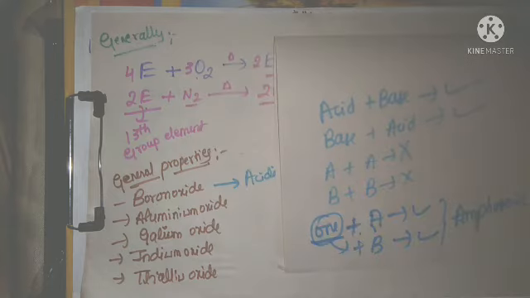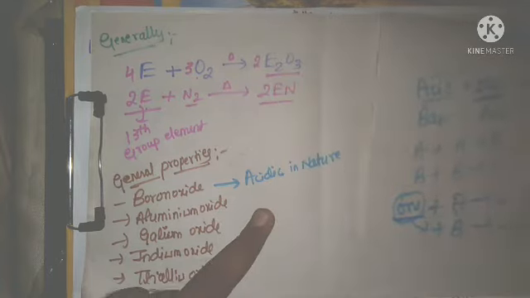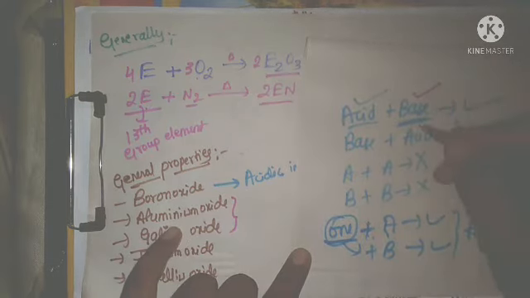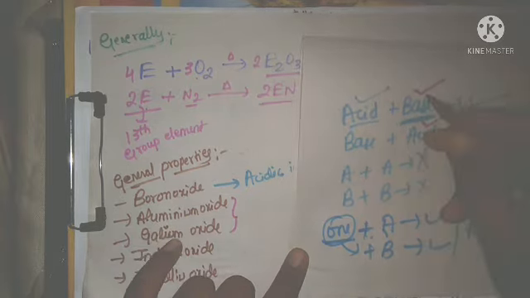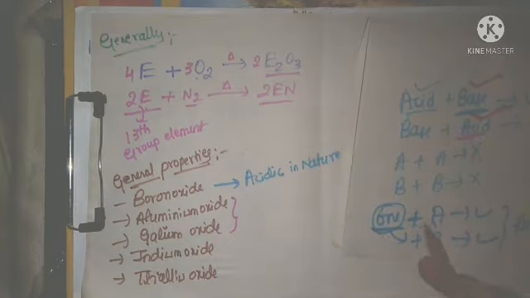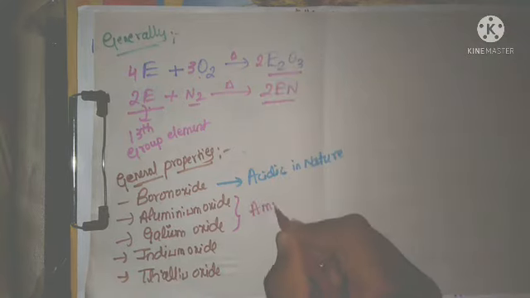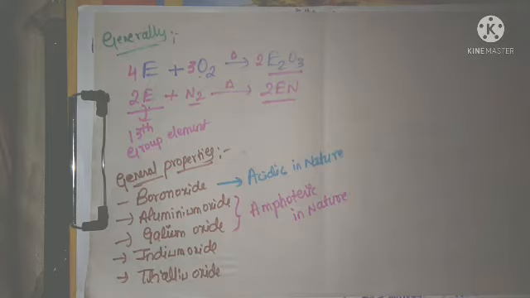Here, this boron oxide reacts with only base. Means what is the nature? Acidic nature. If you take aluminium and gallium oxide: aluminium oxide reacts with the base and also reacts with the acid. Similarly, gallium oxide can also react with the base and acid. Means which nature is it? Aluminium oxide and gallium oxide can react with both acid as well as base. Amphoteric in nature. Boron oxide is acidic in nature. Aluminium oxide and gallium oxide are amphoteric in nature.